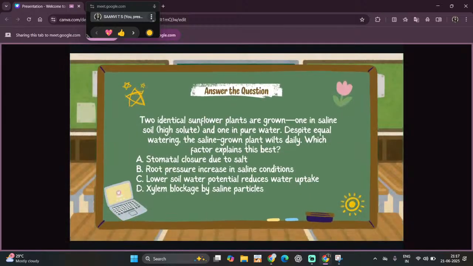Okay, so we have a small question for you. Two identical sunflower plants are grown, one in saline soil and one in pure water. Despite equal watering, the saline grown plant wilts daily. Which factor explains this best? A, stomatal closure due to salt; B, root pressure increase in saline condition; C, lower soil water potential reduces water uptake; or D, xylem blockage by saline particles. Guys, please post your answers in the comment section.